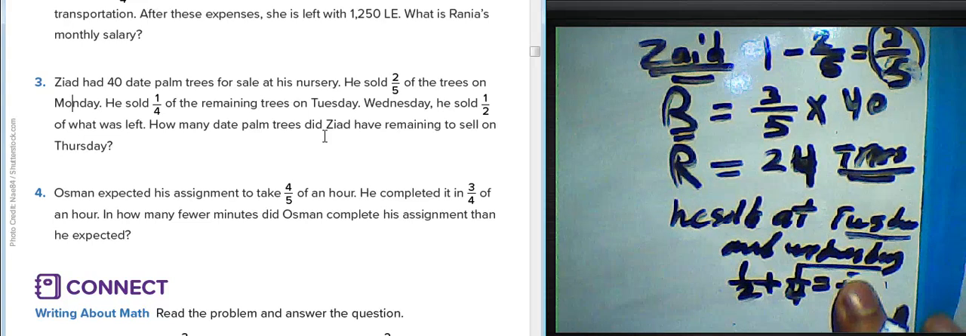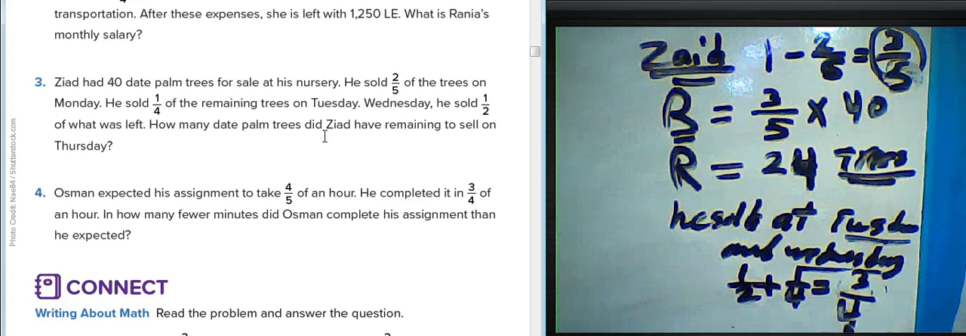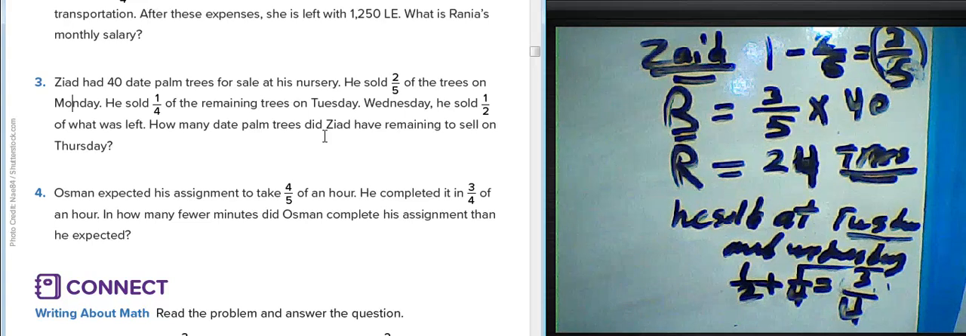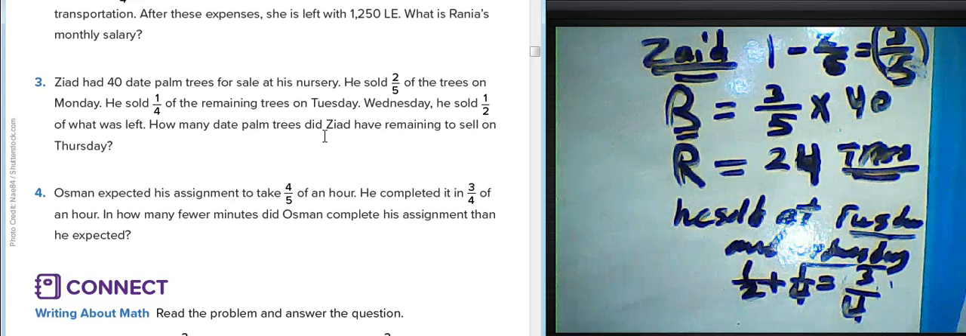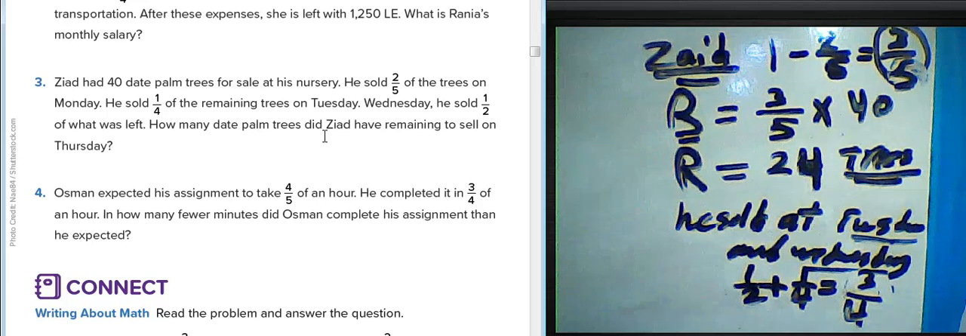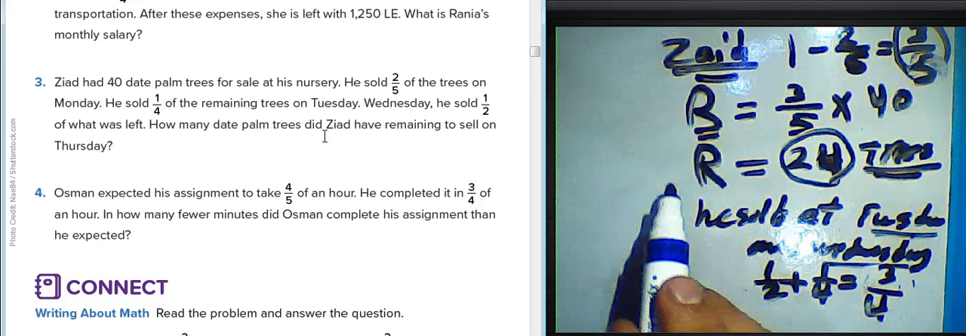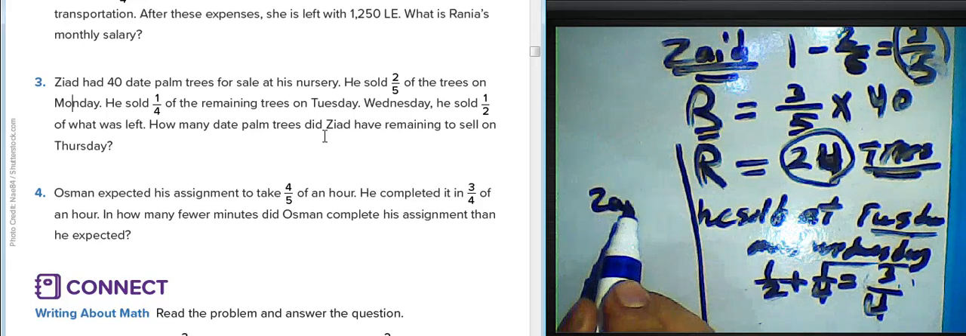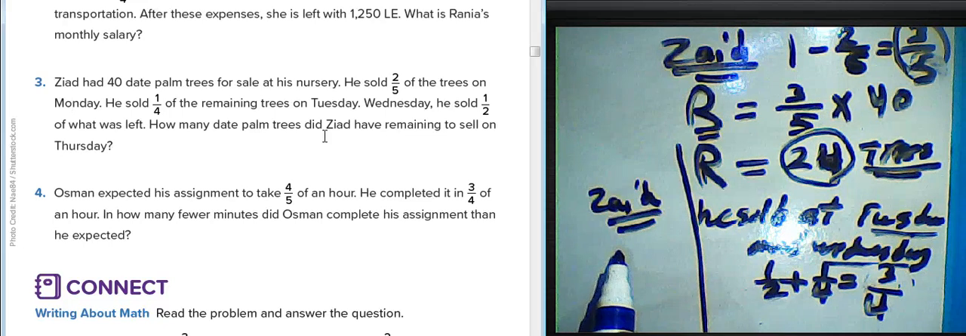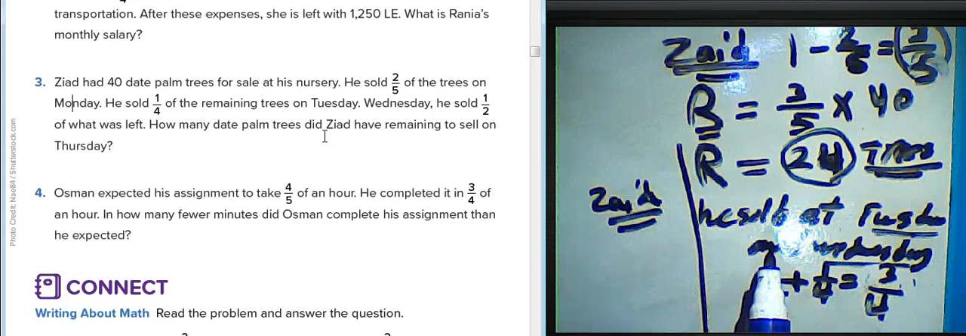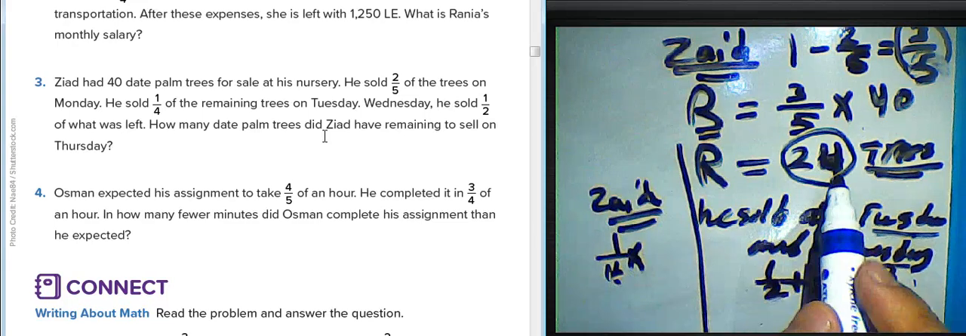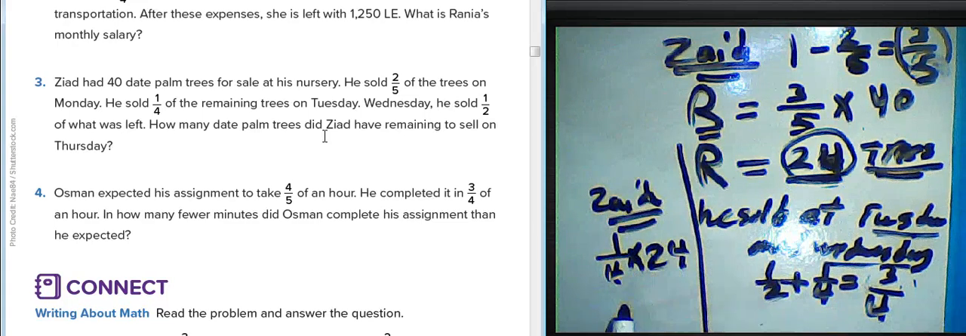He sold 3/4. He sold what? 3/4 of the trees. So for the remainder Ziad has remaining to sell on Thursday, we can find the fourth of what? Of 24. Ziad will sell on Thursday a fourth of the total remaining with him, 24. It will be 6 trees.